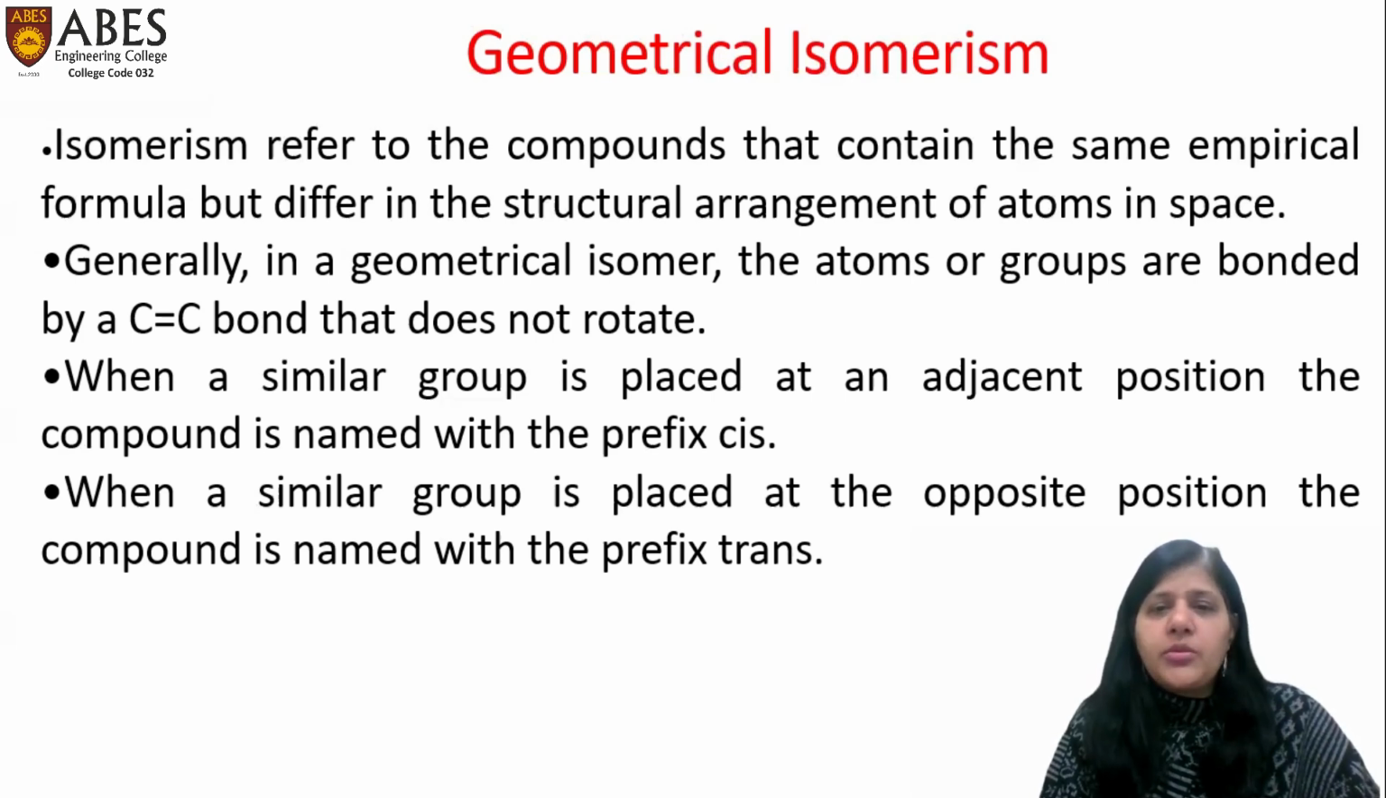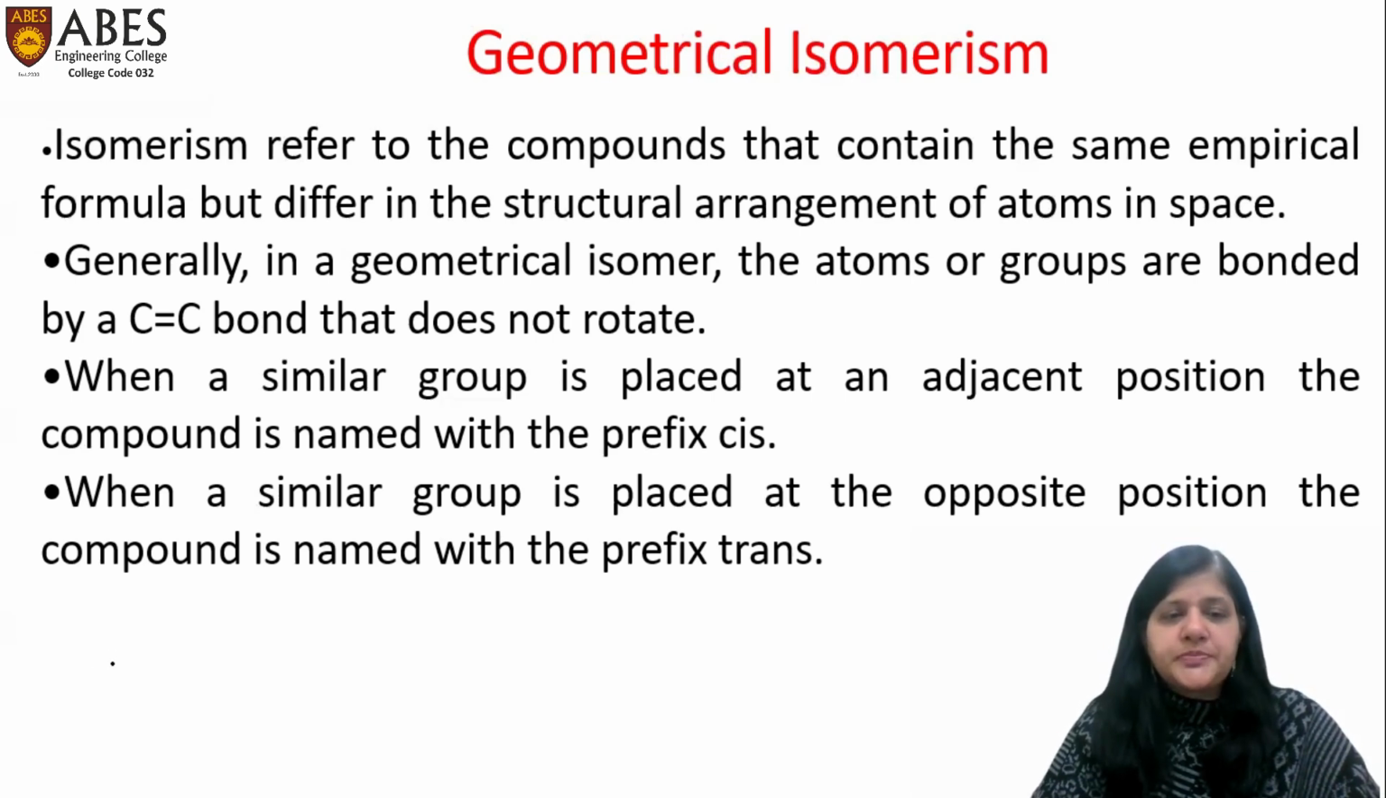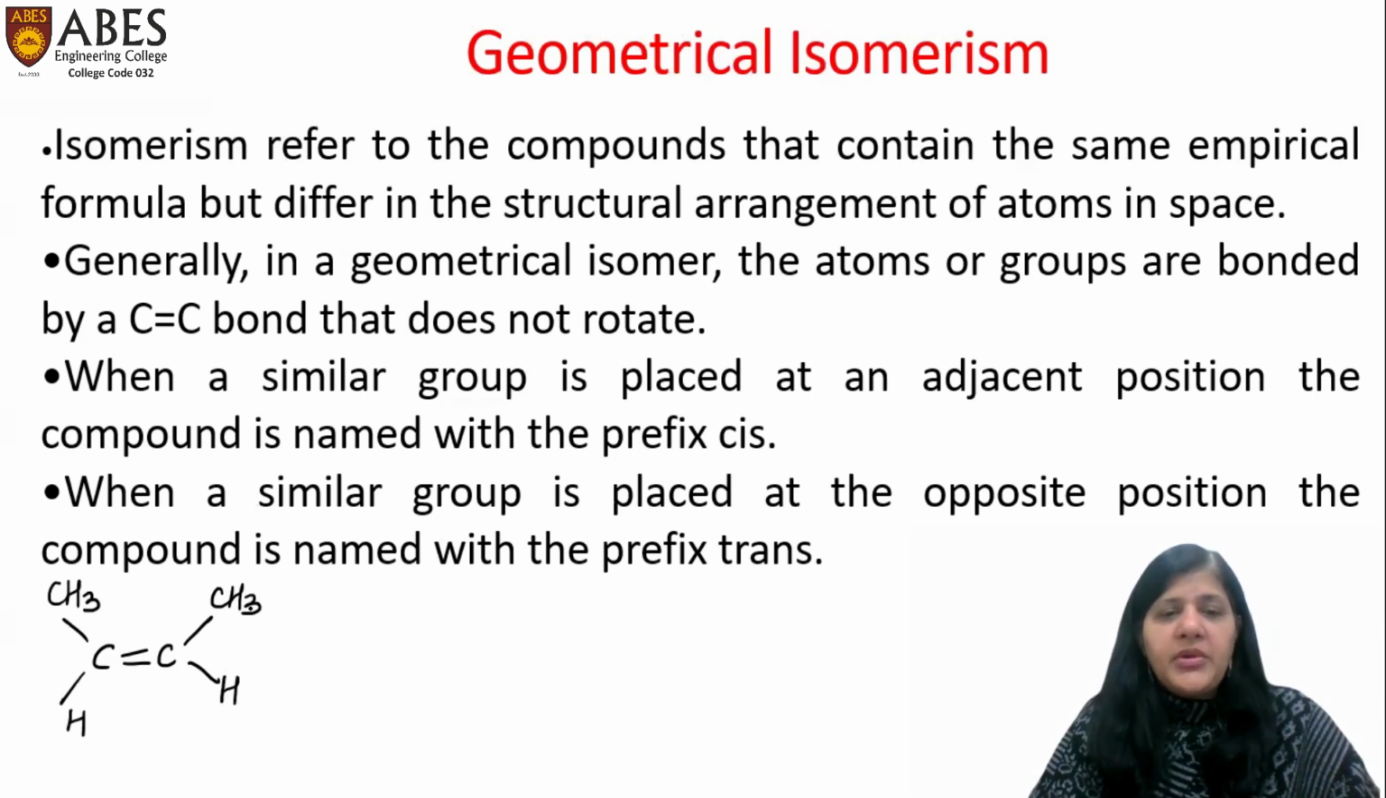When the similar groups present on the carbon-carbon double bond are on the adjacent position, then it is known as the cis isomer. And when the similar groups are present on the opposite positions around the carbon-carbon double bond, then it is prefixed as a trans isomer. For example, this molecule is a cis isomer. Both methyls are present on the adjacent position on the carbon-carbon double bond, and both hydrogens, which are similar, are present on the same side of the double bond. This is a cis isomer.